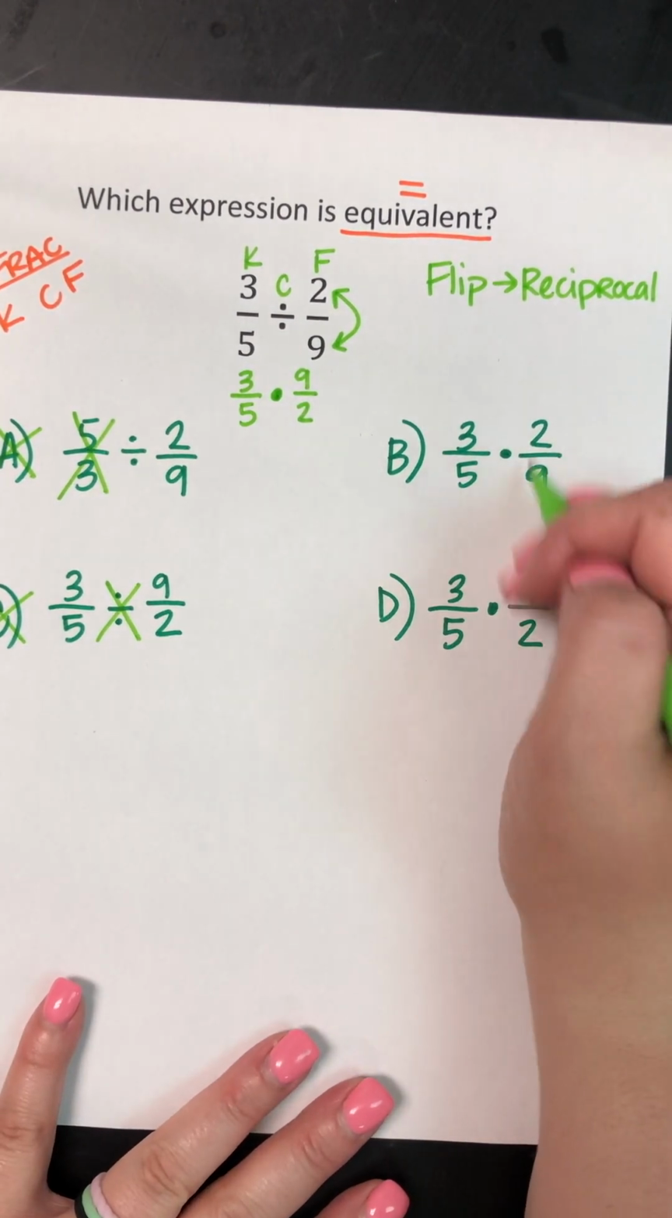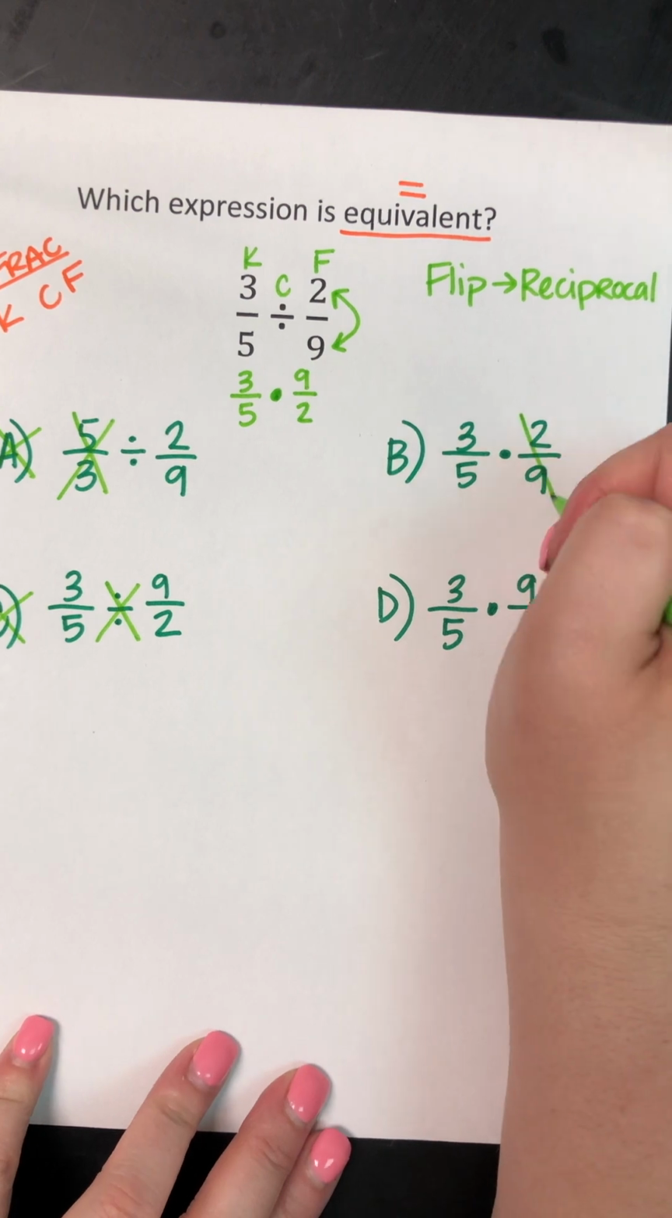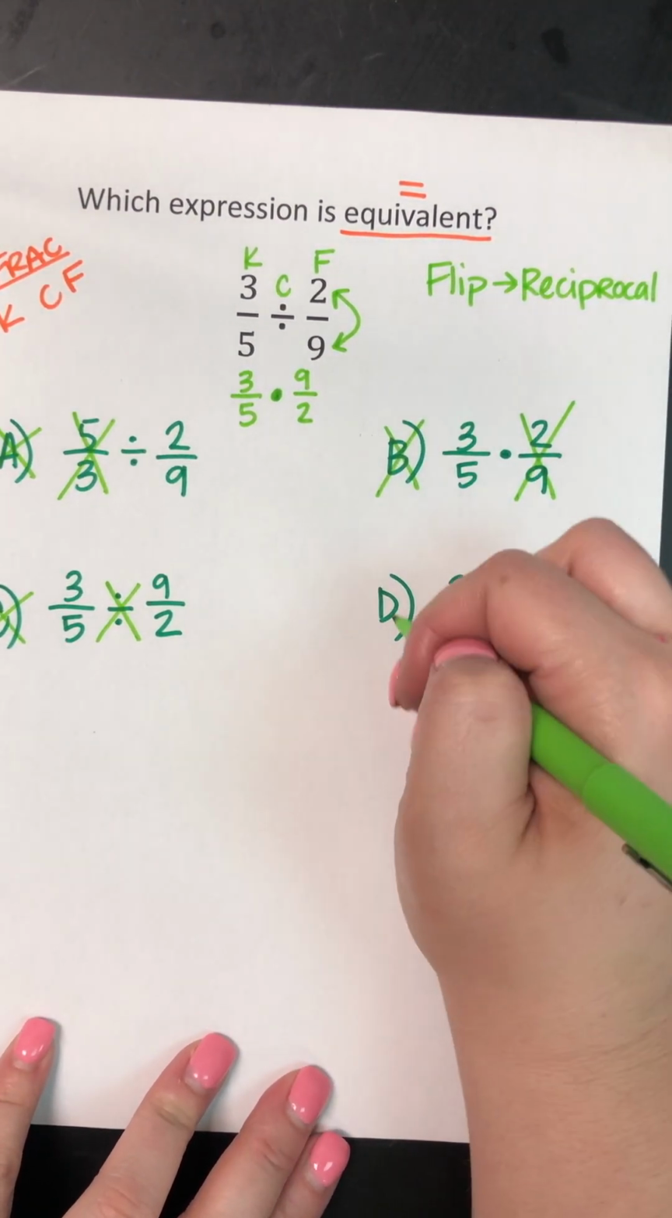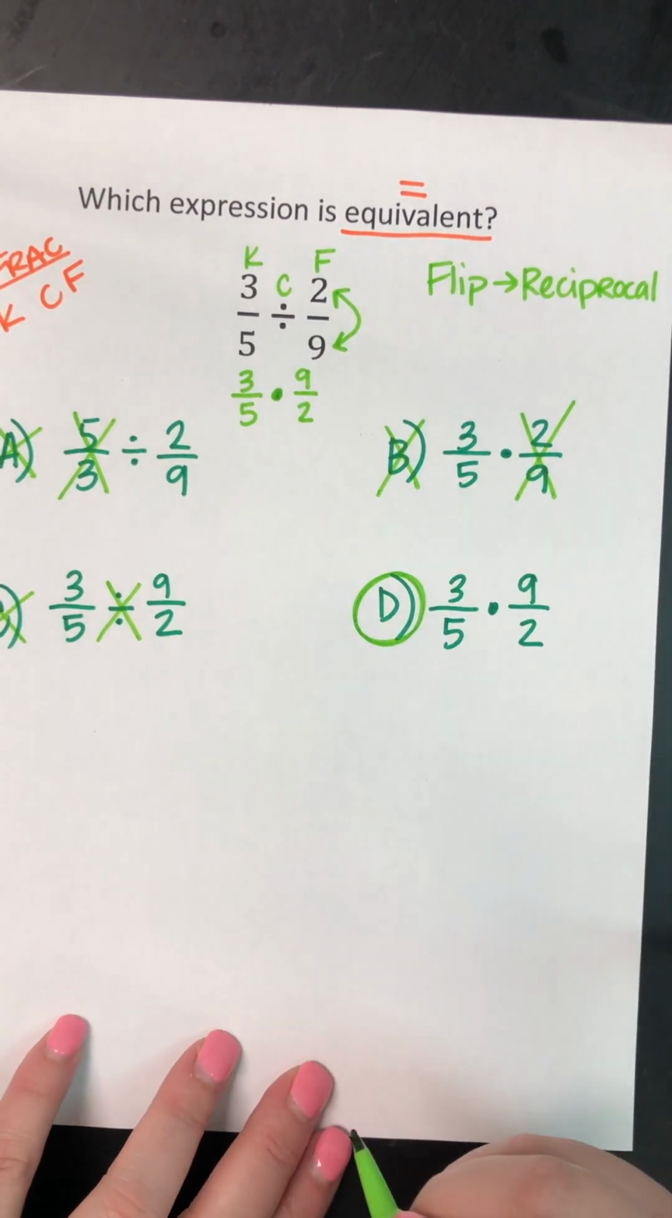So I look, did they flip their fraction? They did not. So B is wrong. Did they flip their fraction? They did. D is our best answer choice.